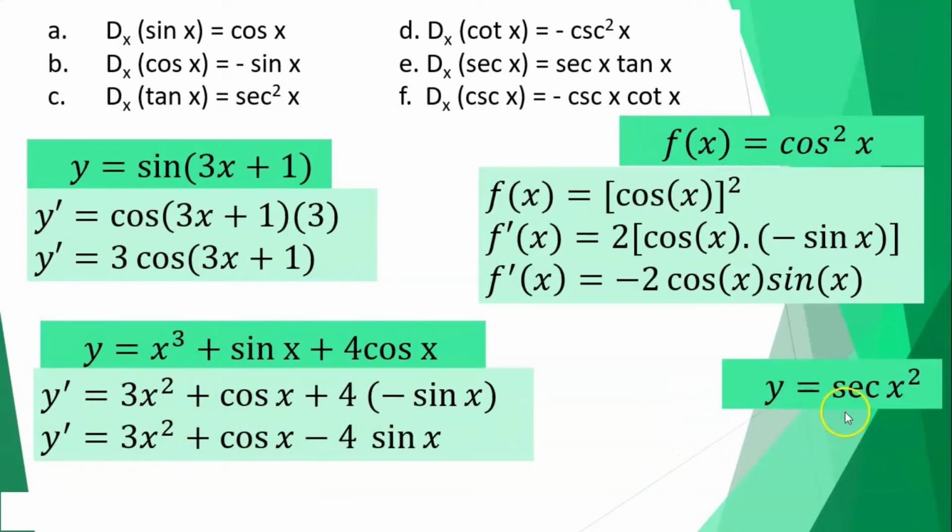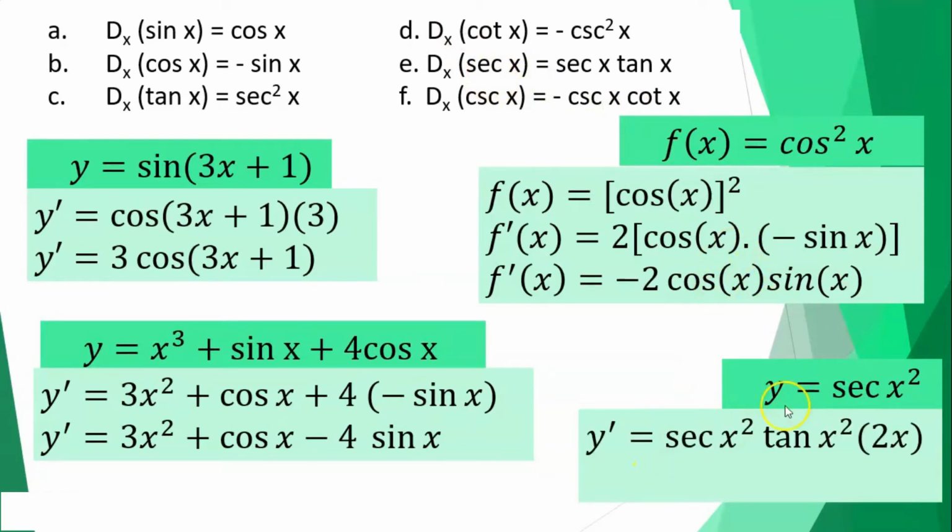Another. This is y is equal to secant x squared. Again, this time our angle is raised to 2. How do we get its derivative? Take note, the derivative of secant x is secant x tangent x, so copy the angle, x squared, secant x squared tangent x squared, and the derivative of the angle, which is 2x. So the final answer is 2x secant x squared tangent x squared.